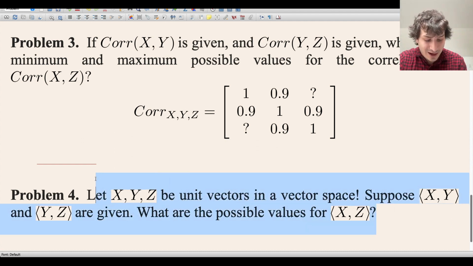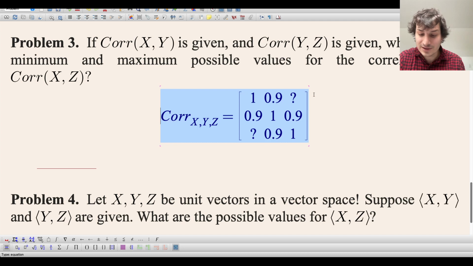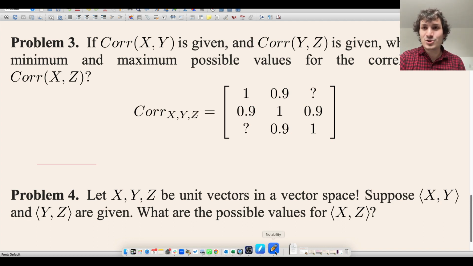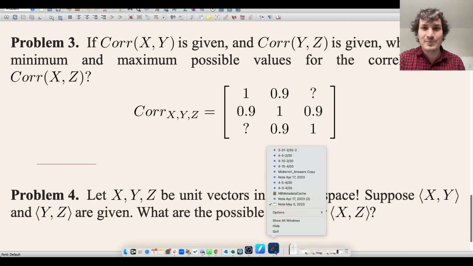So this question, problem 4, you can reason about the answer with just one picture, and you will know the answer to this question, what are the possible correlations, in 1 second. And then to prove it is a little bit longer and will involve the quadratic equation, but it's still very elementary. So here is my picture proof.